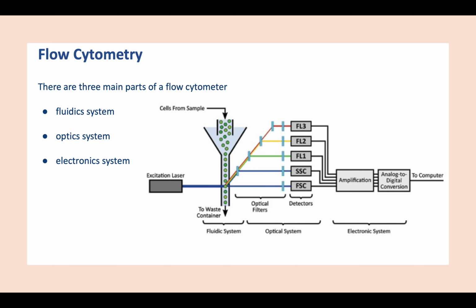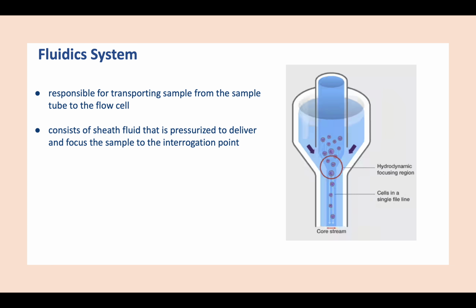Okay, so most flow cytometers have three main components. That includes fluidics, optics, and electronics. Here's a little schematic of a common flow cytometer that illustrates all three parts of this instrument. And now let's take a look at each of these components in much more detail.